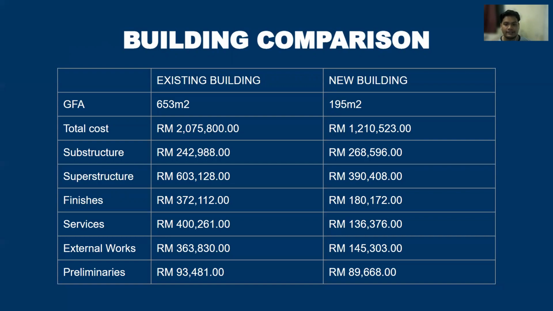All right, for the external works, it is 363,830 ringgit for the existing building, and for the new building, it is only 145,303 ringgit. Lastly, we move on to the preliminaries, where the existing building is 93,481 ringgit, while the new building is lower than the existing building, which is 89,668 ringgit. All right, moving on to the next slide.